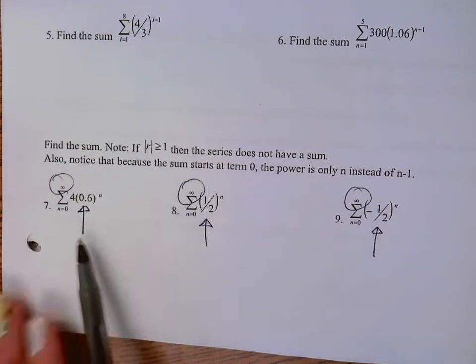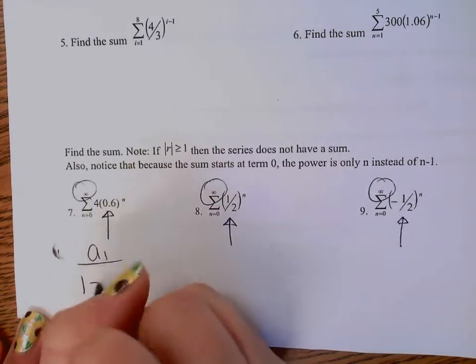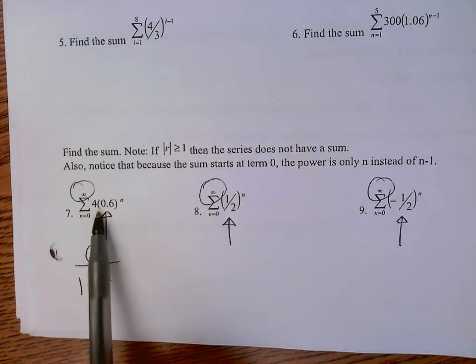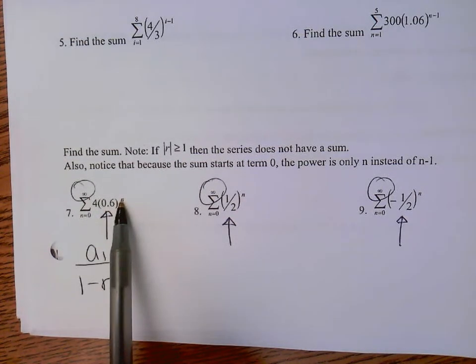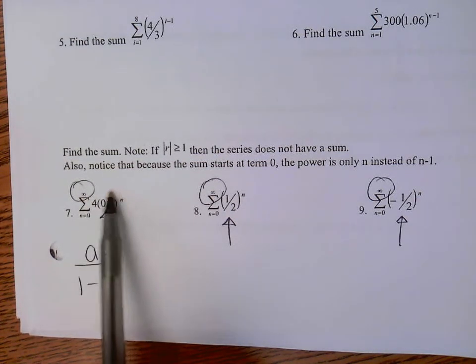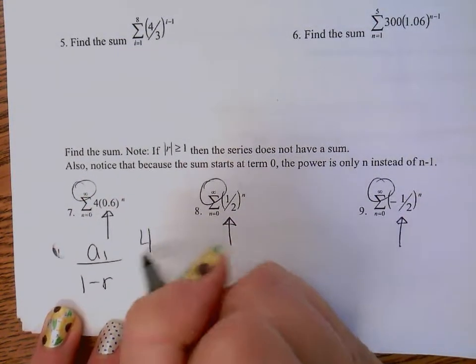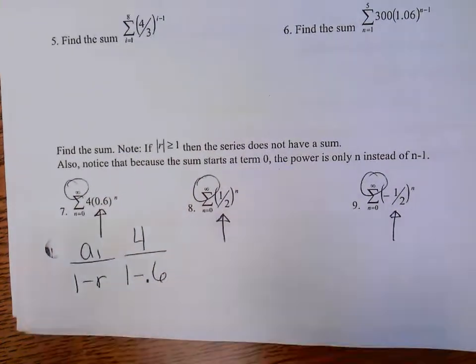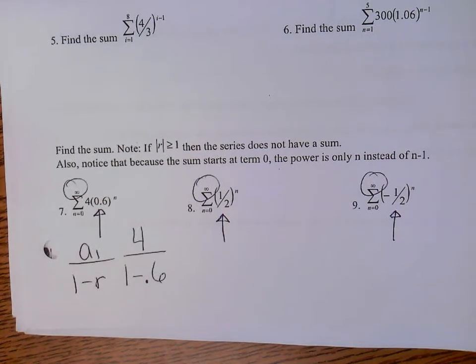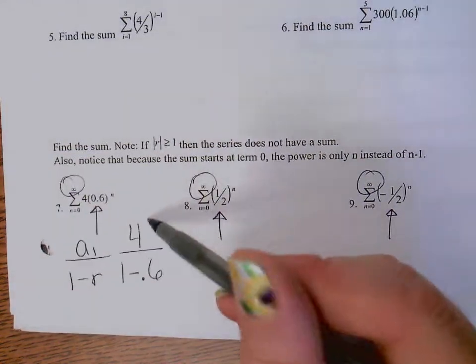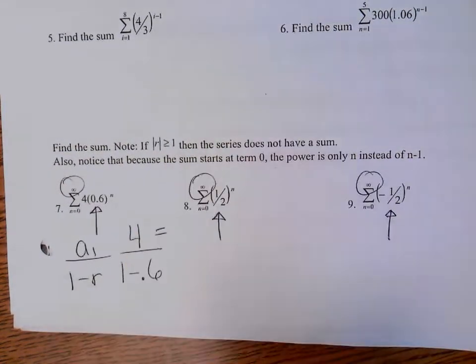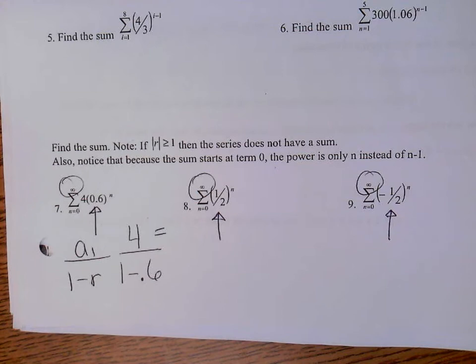So let's do our formula. A sub 1 over 1 minus r. What's a sub 1? If I plug in 0 here, isn't the first term going to be just 4? And then what's 1 minus 0.6? 1 minus 0.6 is 0.4, right? So you're taking 4 and you're dividing by 0.4. If you want to do it on your calculator for this one, that's fine. So what's 4 divided by 0.4? 10, right? Because 4 divided by 4 is 1, and then move the decimal place.